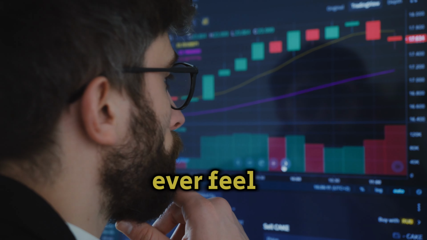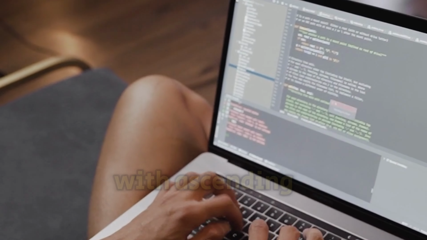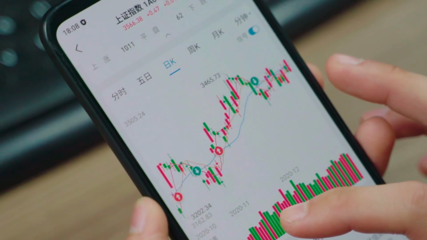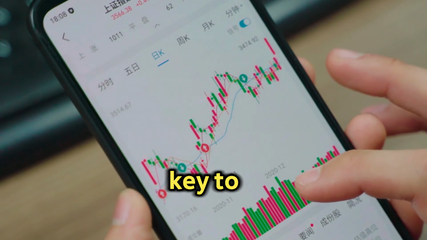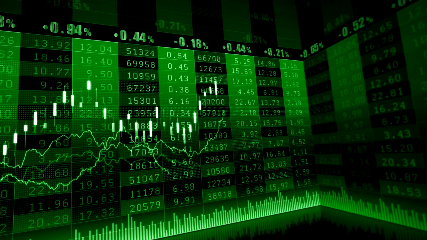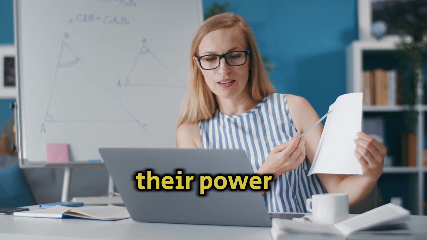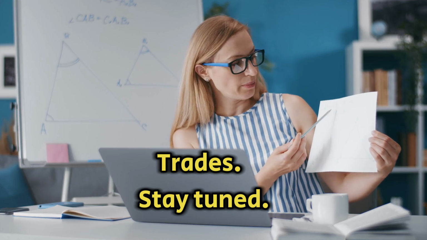Hey traders, ever feel like the market is speaking a secret language? Today we are cracking the code with ascending and descending triangles. This pattern can be the key to unlocking major trading opportunities. Ready to boost your trading game? Let's dive into the art of triangles and see how you can harness their power for smarter trades. Stay tuned.